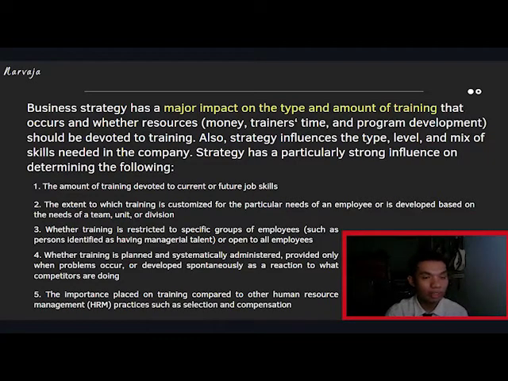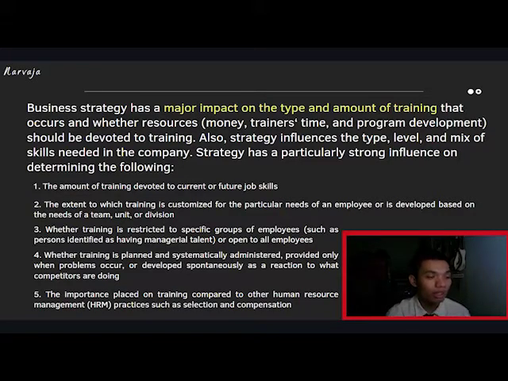Strategy has a particularly strong influence on determining the following. Number 1, the amount of training devoted to current or future job skills. Number 2, the extent to which training is customized for the particular needs of an employee or is developed based on the needs of a team, unit, or division. Number 3 is whether training is restricted to specific groups of employees, such as persons identified as having managerial talent, or open to all employees.